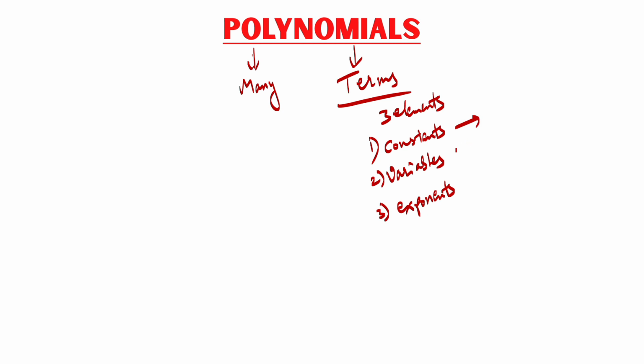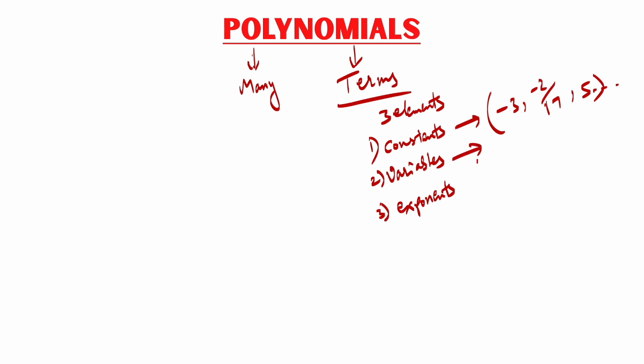Let's look into polynomials. What are polynomials? See, poly stands for many, and nomial stands for terms, right? So now, what are these terms? The terms can have three elements. These can be constants, variables, and exponents. Now, what are constants? Any number, right? Any number, let's say -3, -2/17, or 5. Any number is regarded as constant.